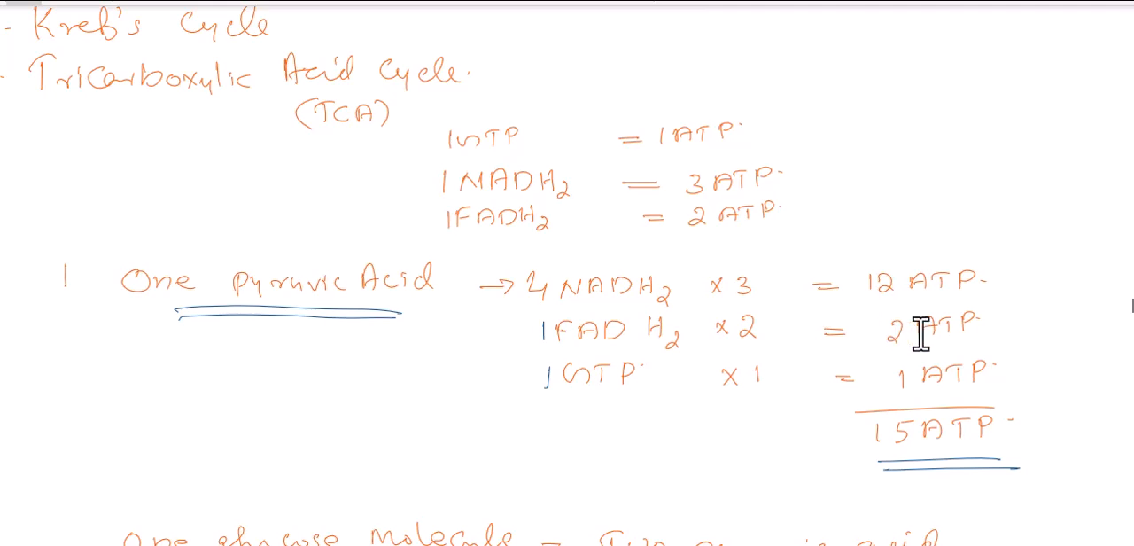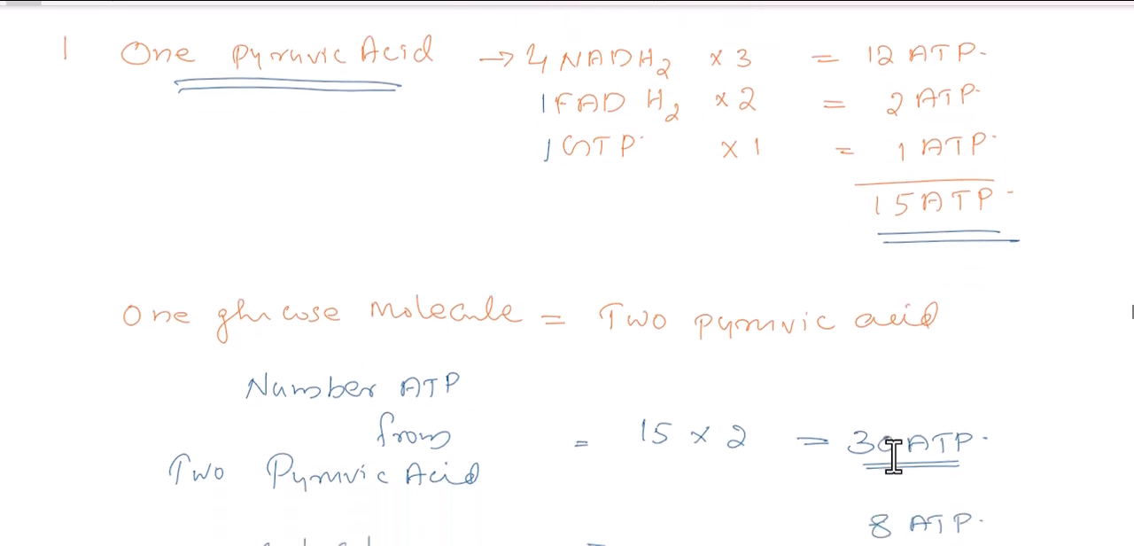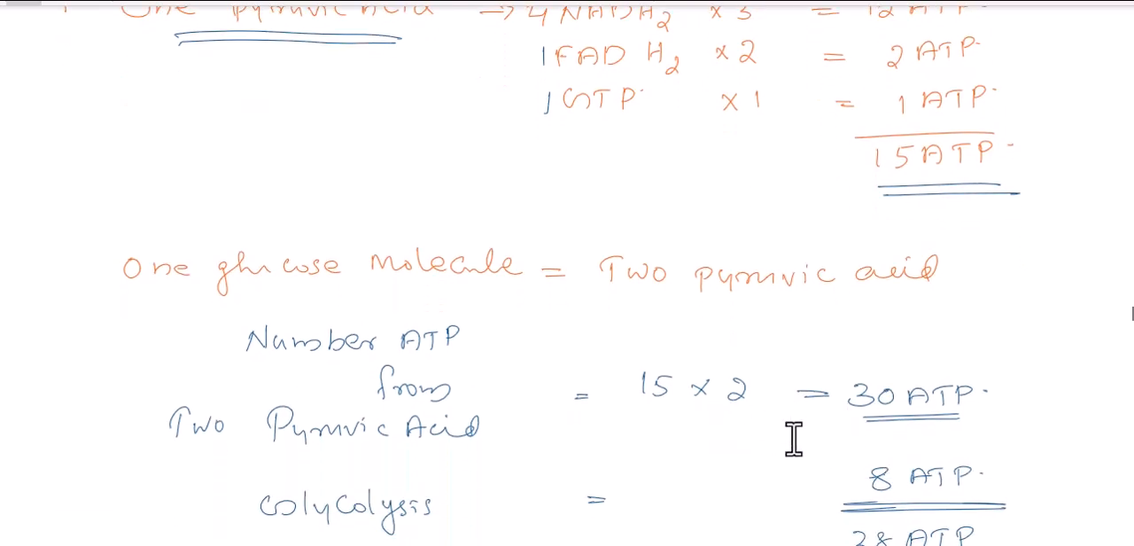So 1 into 2, 2 ATP. And 1 GTP equals 1 ATP. So totally 15 ATP can be generated from one pyruvic acid. For 2 pyruvic acid, it is 30. You know that one glucose molecule gives 2 pyruvic acid, right? So 2 pyruvic acid means 30 ATP.